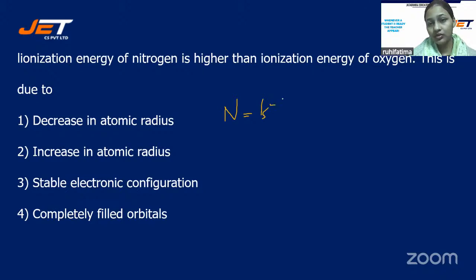1s2, then we have 2s2 and we have 2p3, right? This is the electronic configuration of nitrogen.